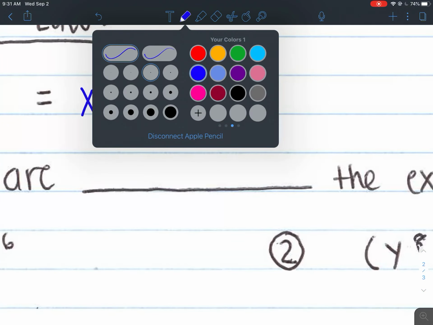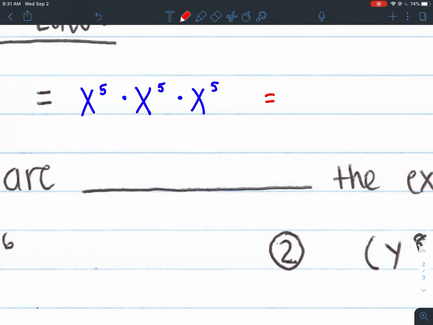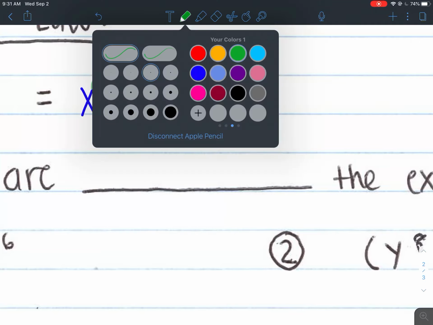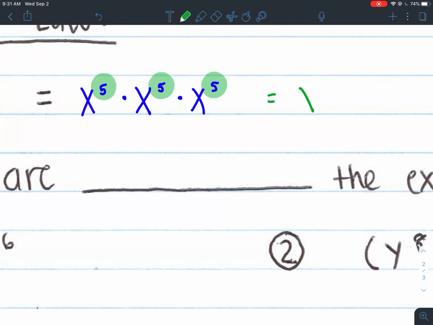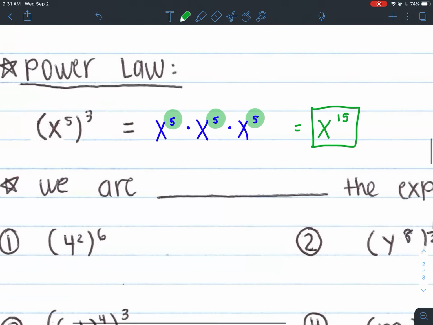Well, what do you notice about this? I have the same base, right? So what does that mean I can do? I can add my exponents, correct? So let's add these together. I have 5, 5, and 5. They're all the same base. They are x, x, x, so I'm allowed to add them together. Okay, so in total, how many x's are being multiplied together? There's 15 of them being multiplied together, right? I have 5 x's times 5 x's times 5 x's. So in total, I have 15 x's being multiplied together.